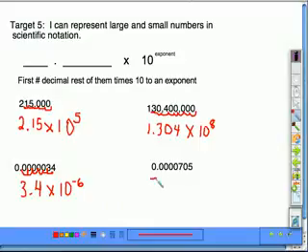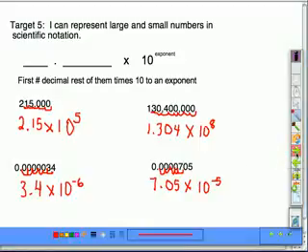Go through it again here. First number, decimal, the rest of them, times 10 to an exponent. Once again, I realize my exponent is going to be negative because it's a small number, and I'm going to have to move my decimal 1, 2, 3, 4, 5 places, so this will be a negative 5. So 7.05 times 10 to the negative 5 is scientific notation for this.